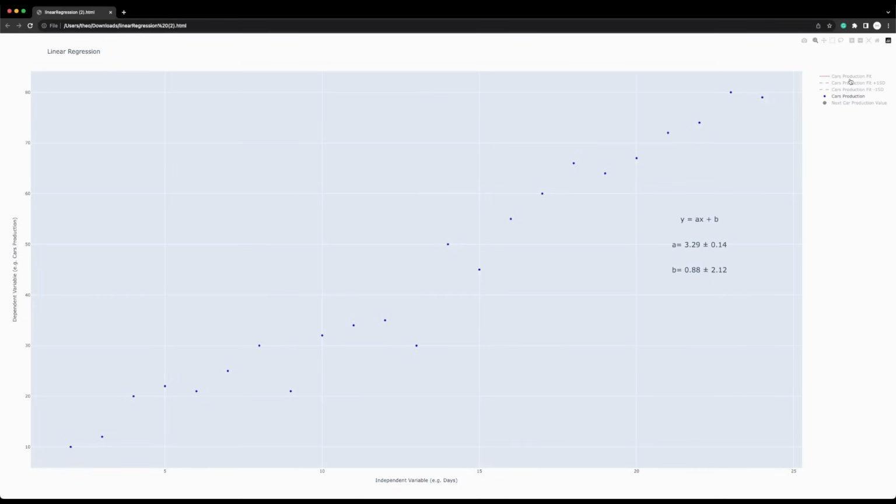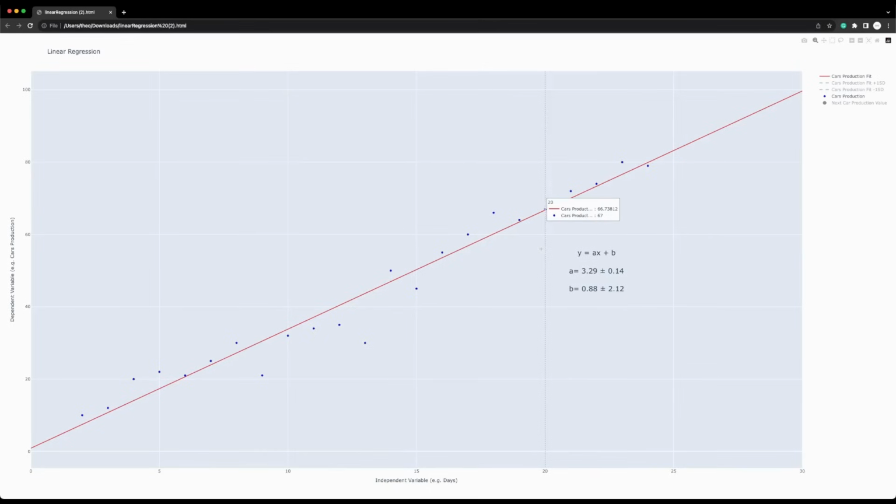The model that seems to predict best the increase in the car production of this company is a linear regression model. This red line is now our model, and the equation that describes this red line is the following: y equals alpha x plus b. Alpha is the slope of this red line, and beta is where this red line intersects with the y-axis.